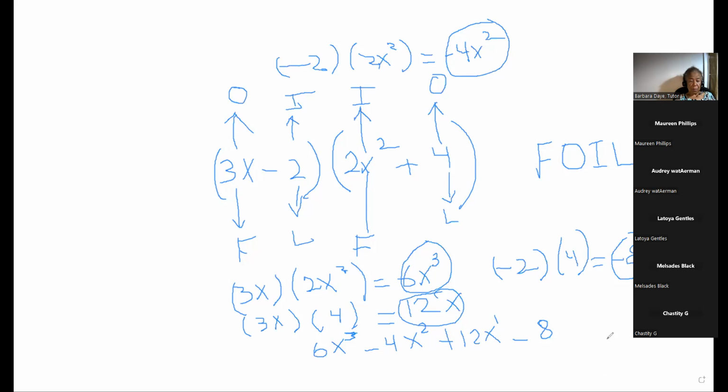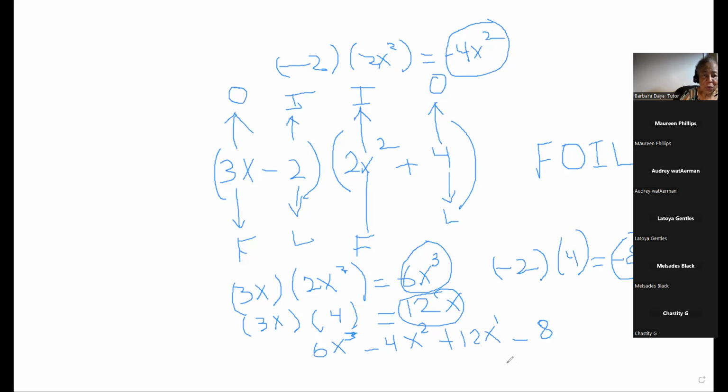Okay. So if you put it in standard form, you can just determine what the degree of your polynomial is because it's the first term. And the first term is always the highest power, the highest exponent. Okay. Questions?